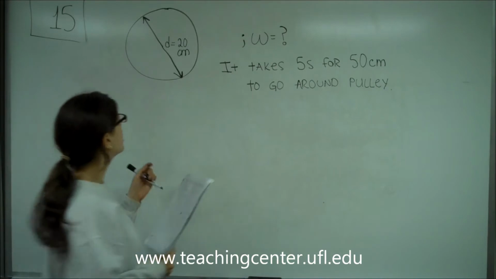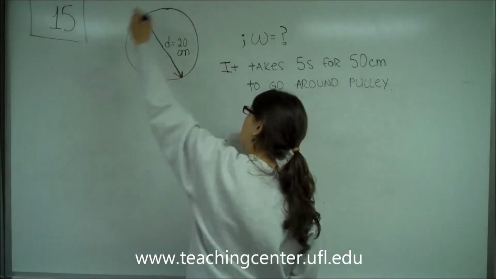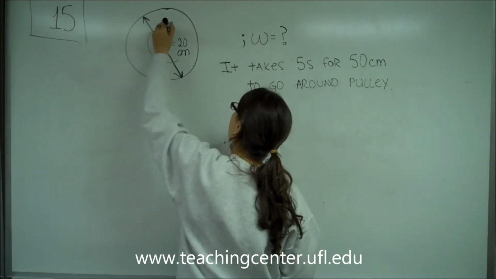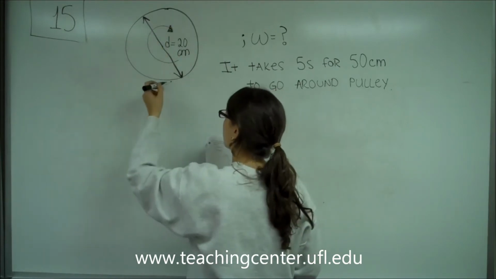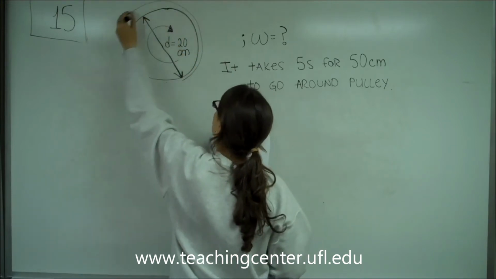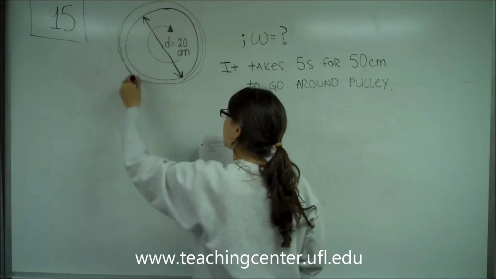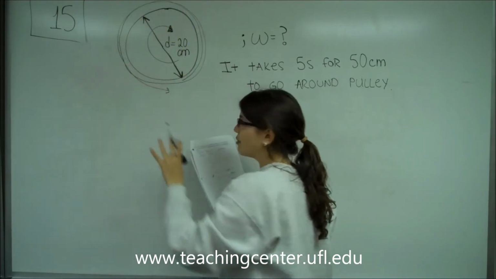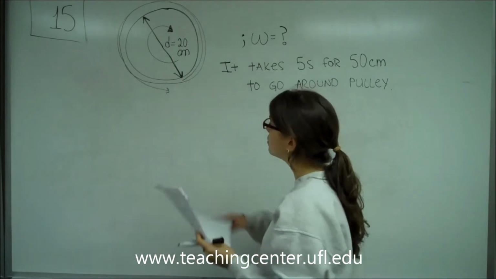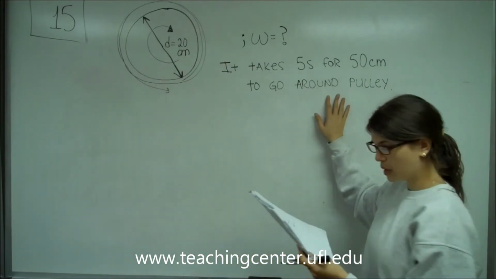So what that means, you can visualize it as, let's say this pulley is rotating this way, right? So it's going around this way. There's belt going around it, maybe more than once, we don't know yet, but when we have 50 centimeters of the belt, the time it takes to go around is going to be 5 seconds. So that's what I wrote here.